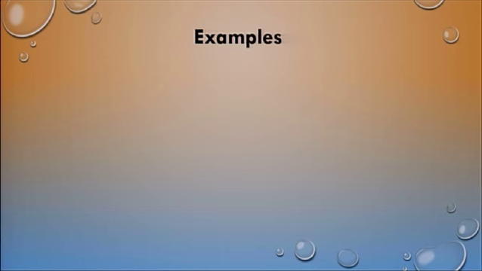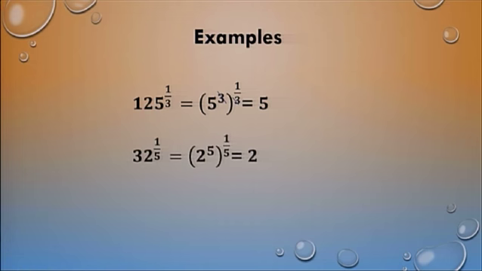Let's have a look at some more examples. 125 power 1/3. We can write 125 as 5 to the cube. These two 3s will get cancelled. The answer is 5. 32 power 1/5. 32 can be written as 2 power 5. With the two 5s being cancelled, the answer is 2.